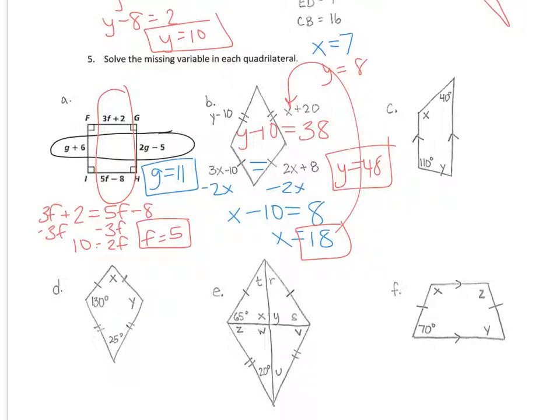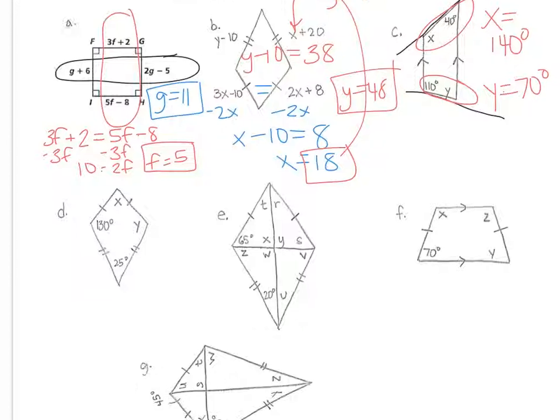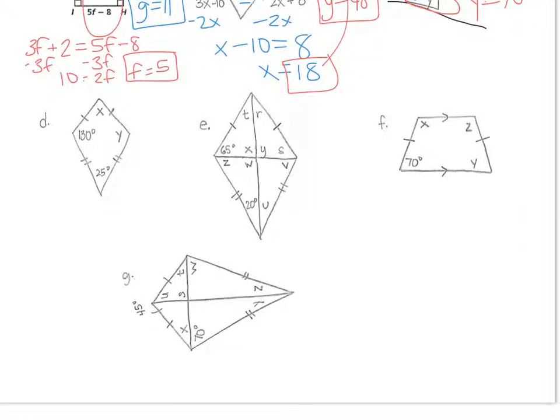Okay, letter C is because this is a trapezoid, same side interior angles add up to 180. So x has to be 140 degrees, and then y has to be 70 degrees. And then D with a kite. With this kite right here, these opposite angles are congruent. So y has to be 130 degrees.